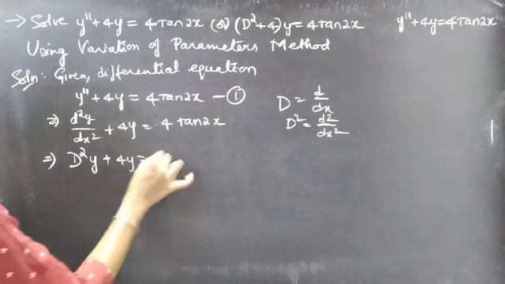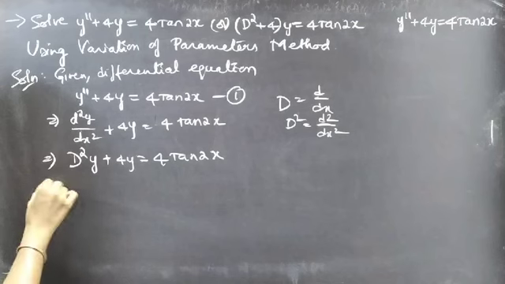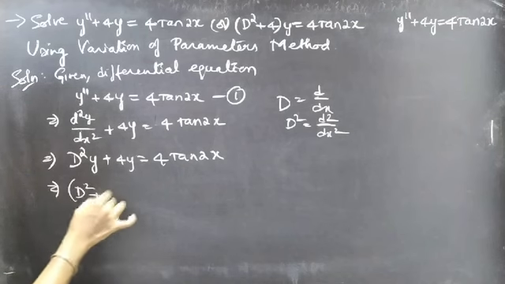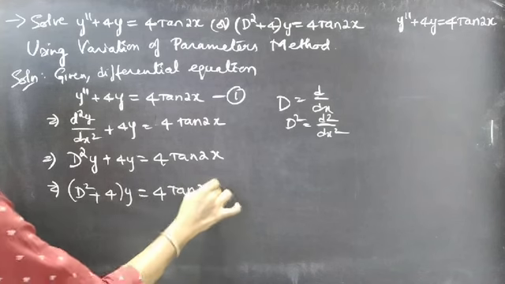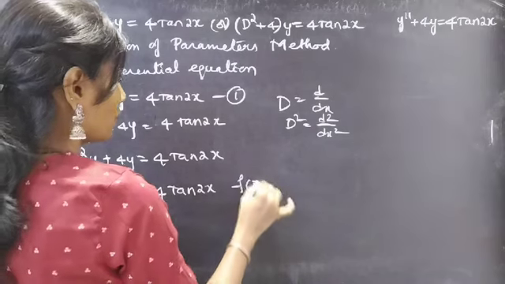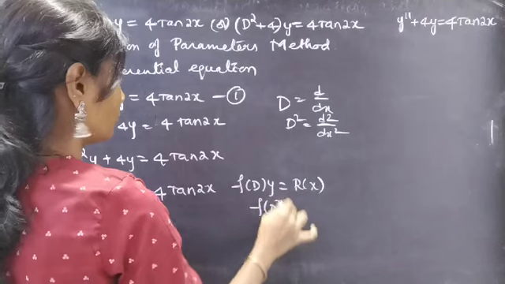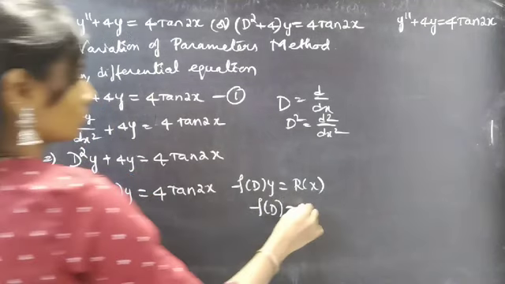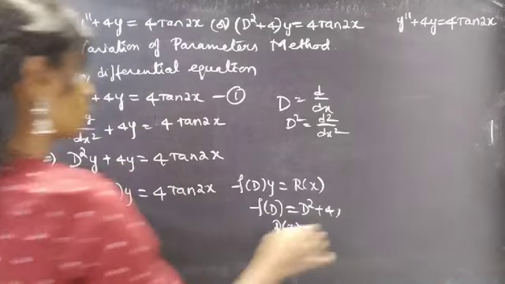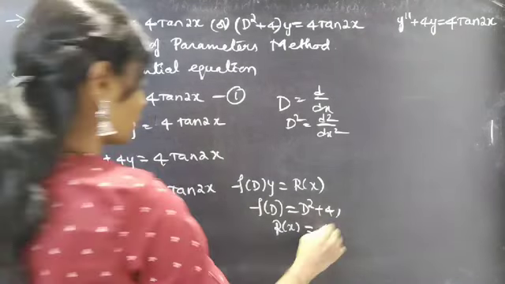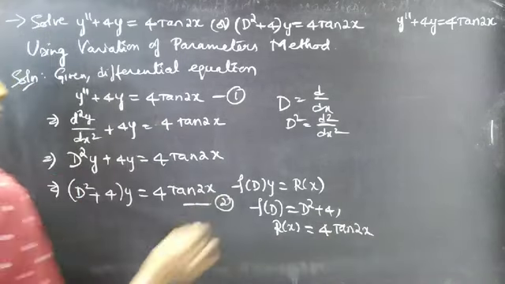Plus 4y equal to 4 tan 2x. Now take y common from the two terms of LHS, we'll get D square plus 4 into y equal to 4 tan 2x, which is an operator form, say f of D into y equals some function of x, where f of D equals D square plus 4 and r of x equals 4 tan 2x. Now consider this equation as equation number 2.